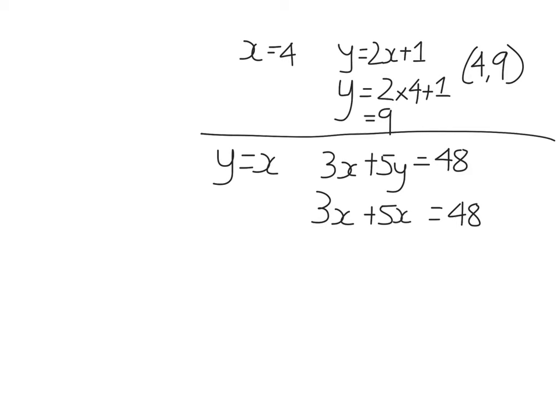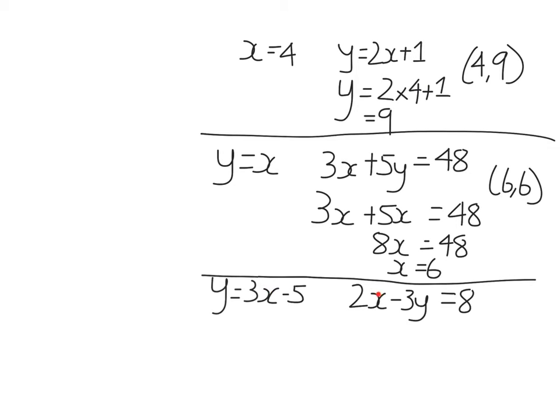Now I have one equation with one variable, one pronumeral. I know how to solve those equations. So 3x plus 5x is 8x. Divide each side by 8, you get x equals 6. So that's not the final answer. We've only found x. We also need to find y, unlike in the previous example where x was told to us. So x equals 6, y equals x, so it will also be 6. So the simultaneous solution here is 6, 6. If I were to graph this line and this line, they would intersect at the point 6, 6.